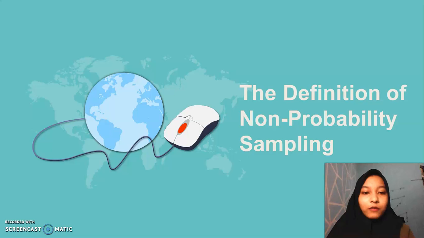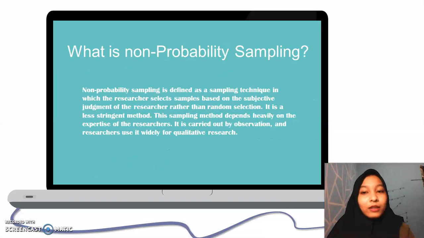The definition of non-probability sampling. What is non-probability sampling? Non-probability sampling is defined as a sampling technique in which the researcher selects samples based on the subjective judgment of the researcher rather than random selection. It is a less stringent method. The sampling method depends heavily on the expertise of the researchers. It is carried out by observation, and researchers use it widely for qualitative research.